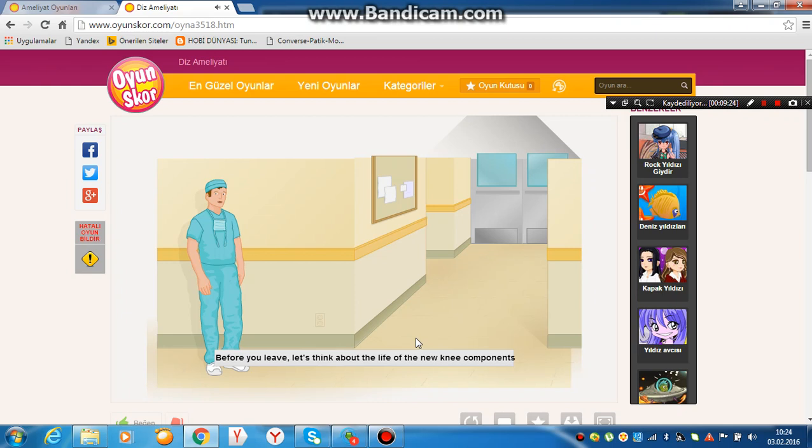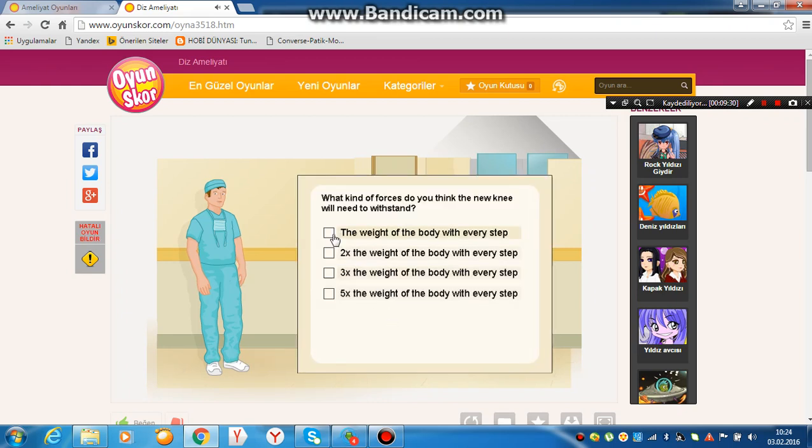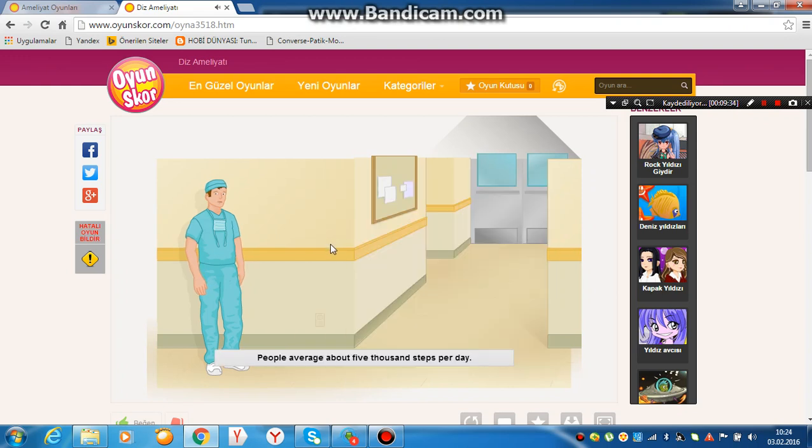Before you leave, let's think about the life of the new knee components. What kind of forces do you think the new knee will need to withstand? Nice job. People average about 5,000 steps per day. Our patient's new prosthetics will withstand a great deal of force, for 36 million steps or more.